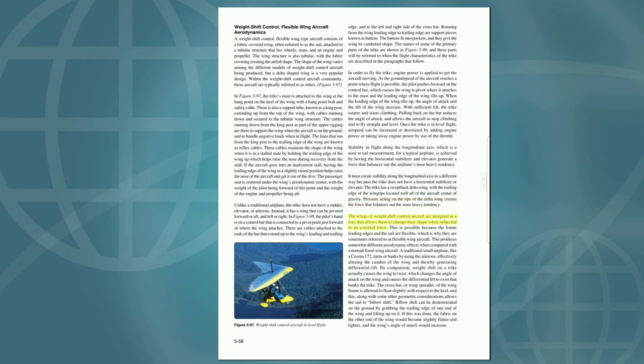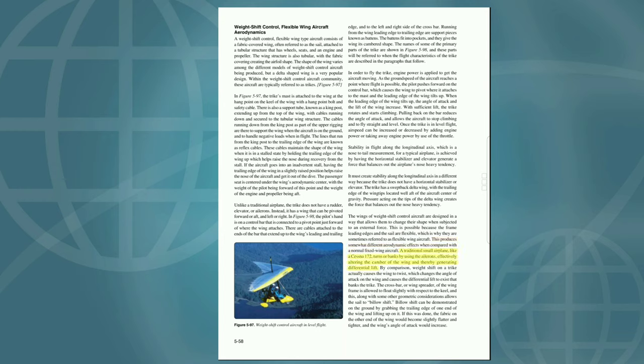The wings of weight shift control aircraft are designed in a way that allows them to change their shape when subjected to an external force. This is possible because the frame leading edges and the sail are flexible, which is why they are sometimes referred to as flexible wing aircraft. This produces somewhat different aerodynamic effects when compared with a normal fixed wing aircraft.